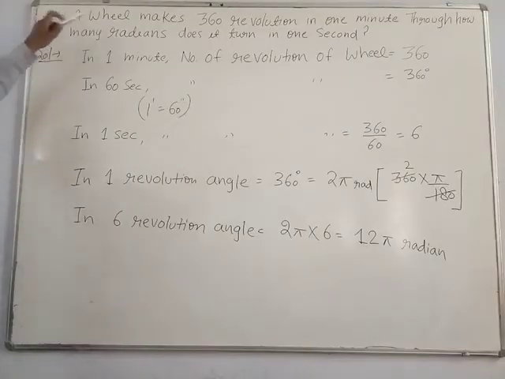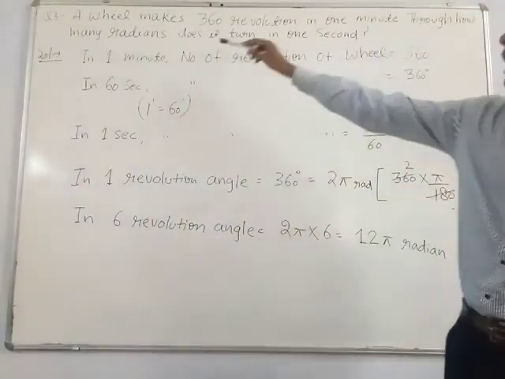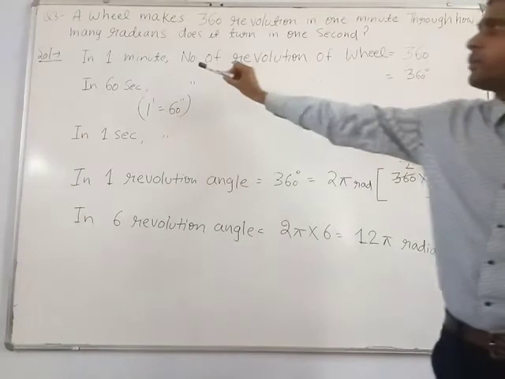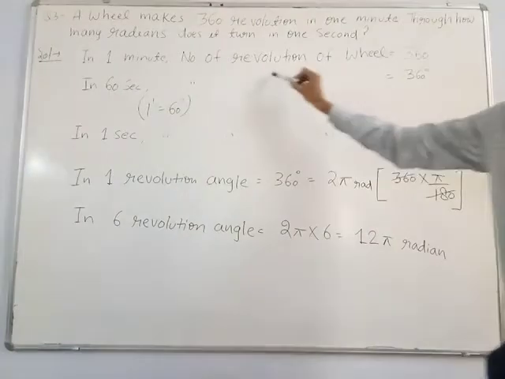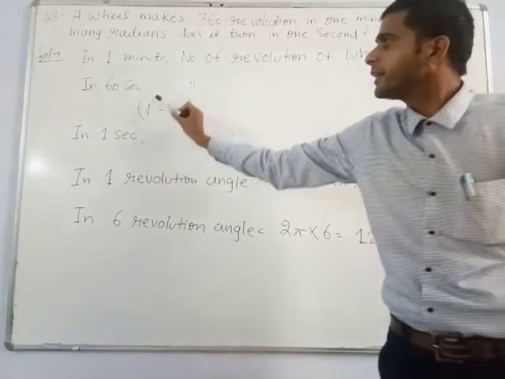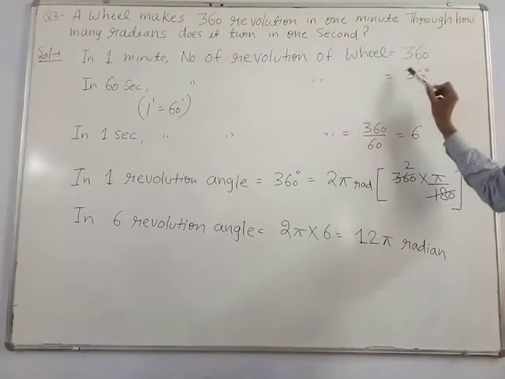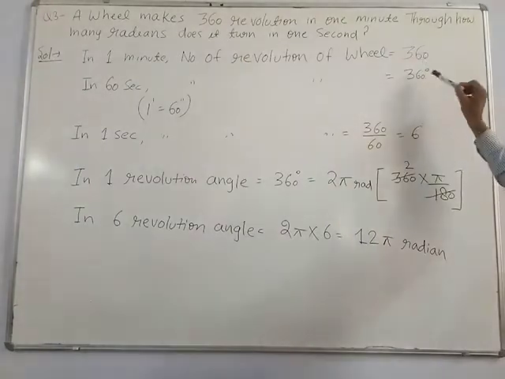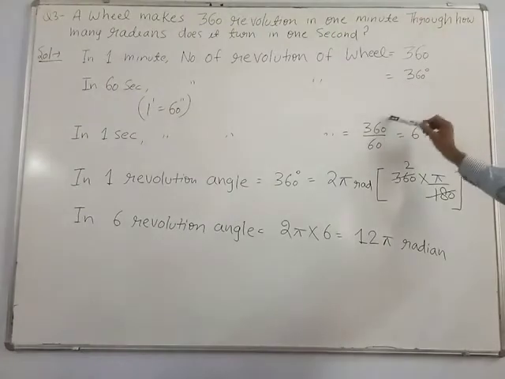Then question number 3. A wheel makes 360 revolutions in 1 minute. Through how many radian does it turn in 1 second? So in 1 minute, the number of revolutions of the wheel is 360. 1 minute equal to 60 seconds. So in 60 seconds, the number of revolutions of the wheel is 360. In 1 second means 360 upon 60.